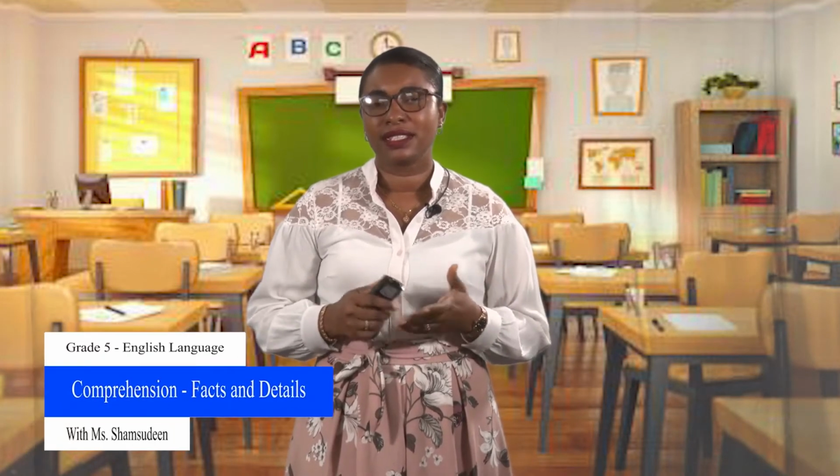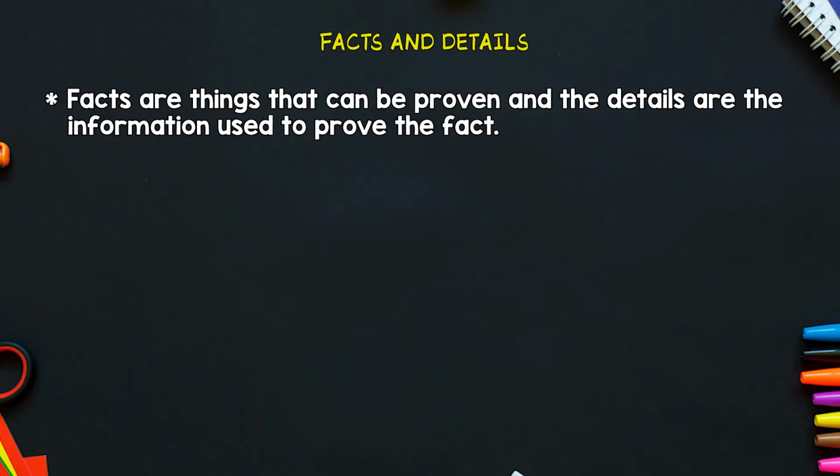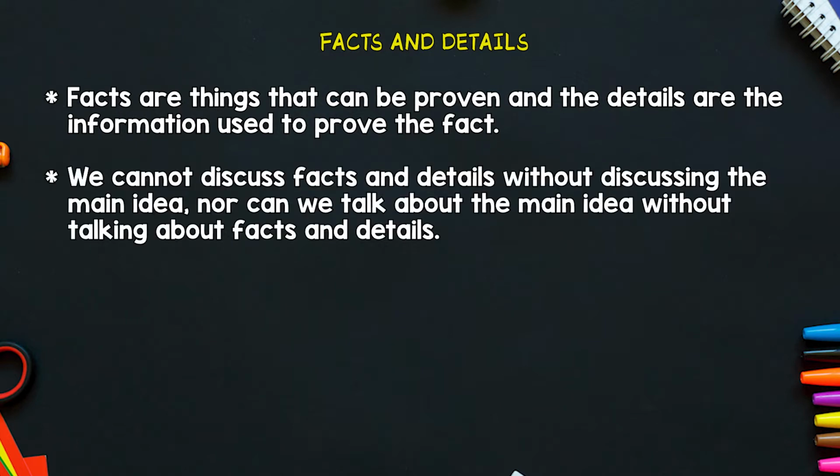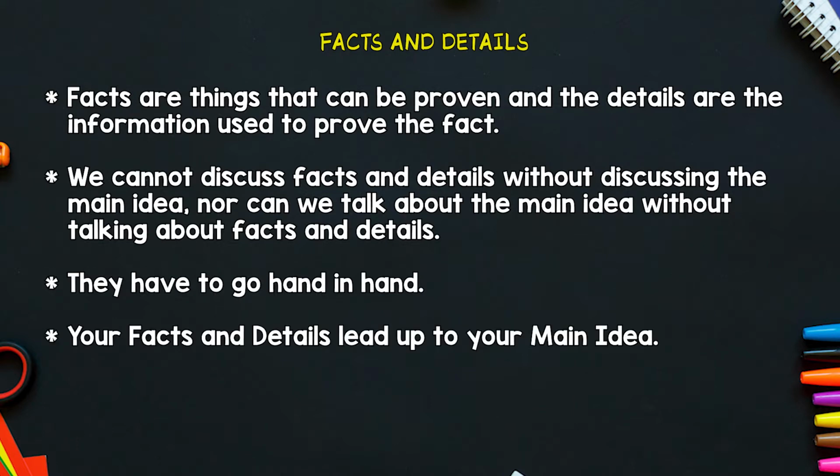Now, what exactly are facts and details? Facts are things that can be proven, and the details are the information used to prove the facts. We cannot discuss facts and details without discussing main ideas, nor can we talk about main ideas without talking about facts and details. They have to go hand in hand.